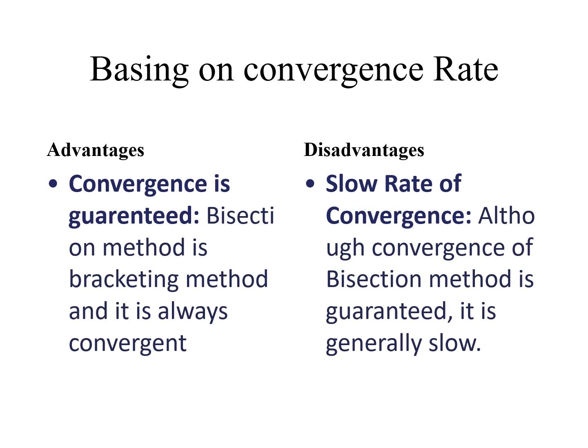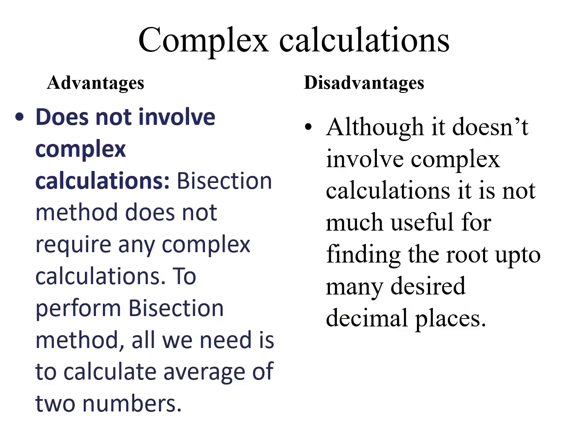Talking about the advantages and disadvantages of the bisection method, the advantage is that convergence is guaranteed. The bisection method is a bracketing method and it is always convergent. Although the convergence of the bisection method is guaranteed, it is generally slow. Regarding complex calculations, the bisection method does not require any. To perform the bisection method, all we need is to calculate the average of two numbers, which does not include any complex calculations. Although it does not include complex calculations, it is not much useful for finding the root up to many desired decimal places.